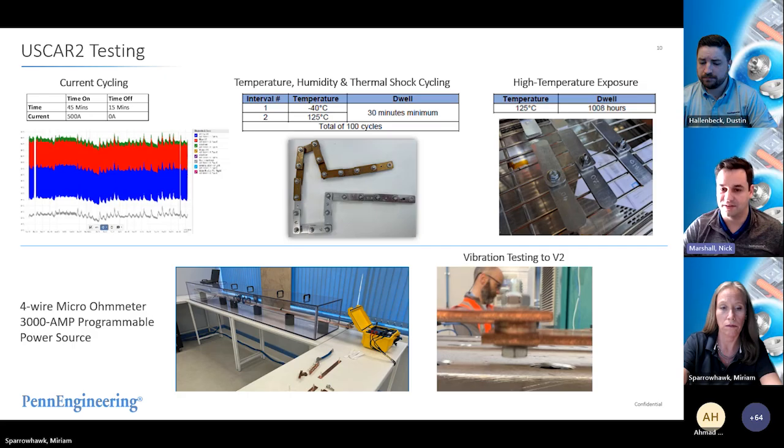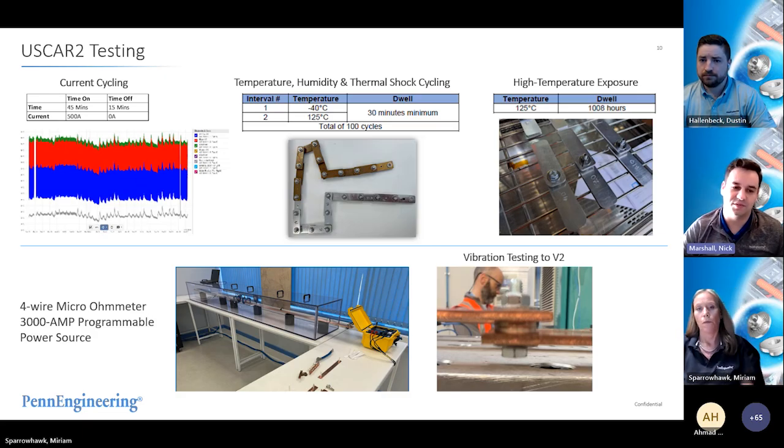There's a couple of different standards that we found that approach this: USCAR-2, LV214. A lot of them are designed around wire connectors or cable connectors, but we've adapted them in many cases to bus bars. Some of the testing that we've done specifically is we've really focused on current cycling. What is the performance of the conductor as we put it through 1,000 cycles of 45 minutes at 500 amps and then 45 minutes off? How does that affect the resistance and the integrity of the joint?